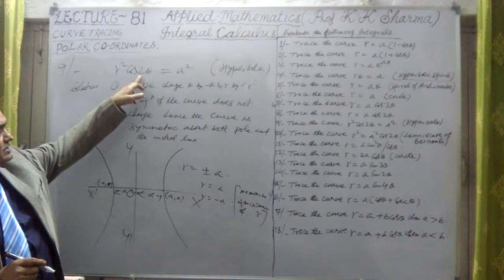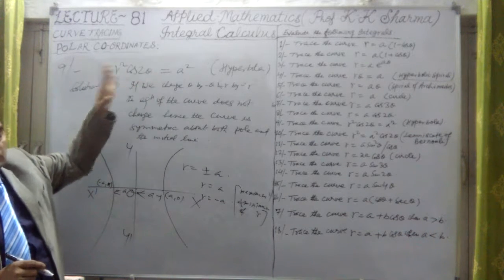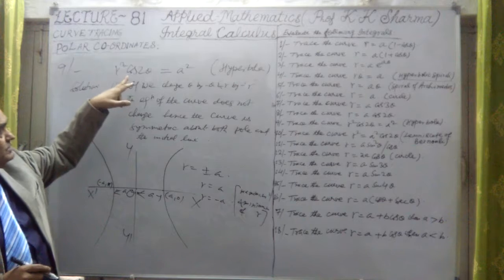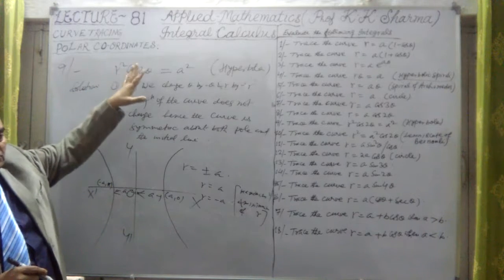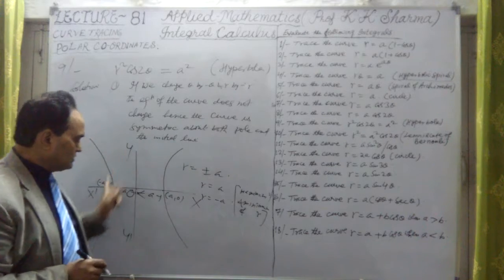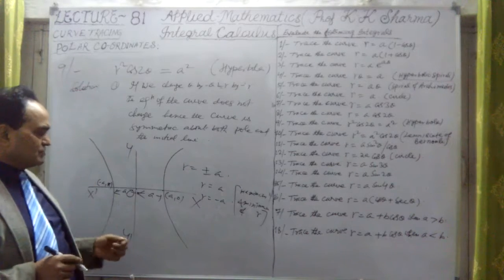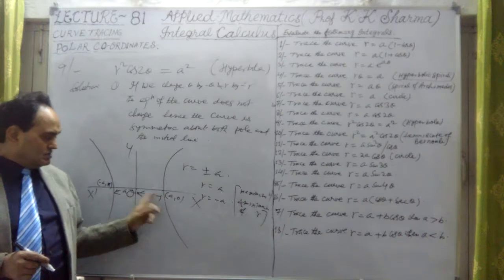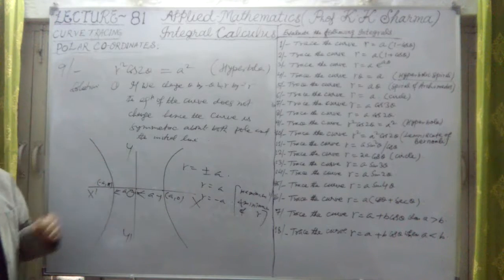Then we just express this as x square minus y square equal to a square. If I divide by a square, then x square by a square minus y square by a square equal to 1. That is the proper hyperbolic equation, and that hyperbola is expressed in this way. Here the distance is a and minus a, as r is equal to plus minus a.